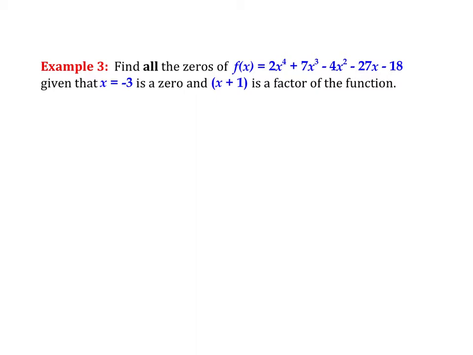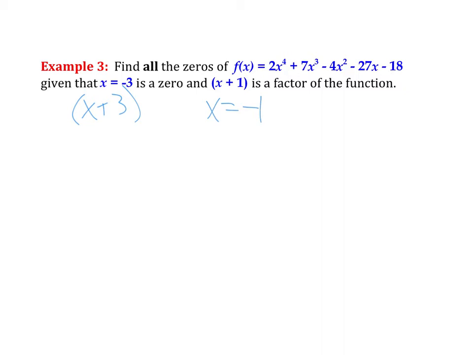Now, they're giving us equivalent pieces of information here, but they're kind of speaking different languages. I'm noticing right off the gate, this is x to the 4th, so I'm going to expect 4 total answers, and they're really giving me 2 of them, so I just need to find the other 2. When they tell me that x equals negative 3 is a 0, that's basically them telling me that x plus 3 is a factor. Those are equivalent statements. If x plus 1 is a factor, then x equals negative 1 would be a 0.